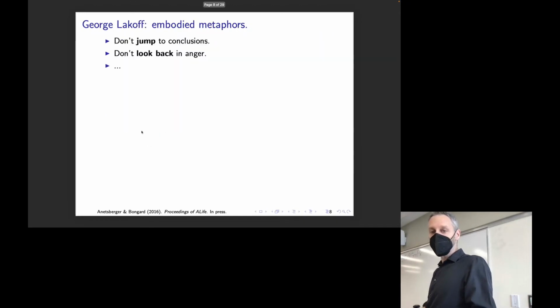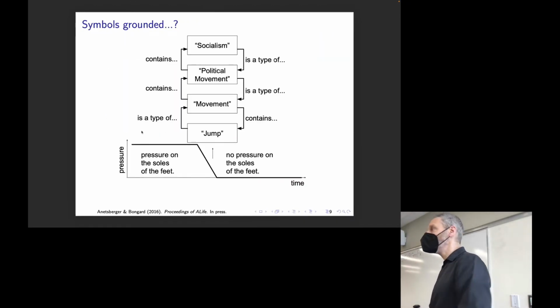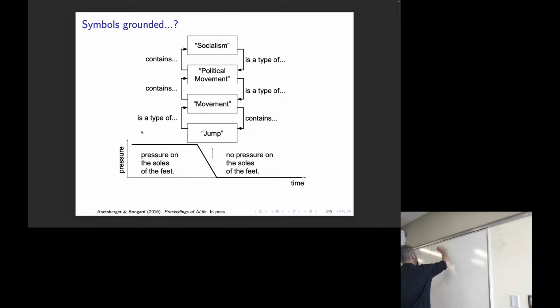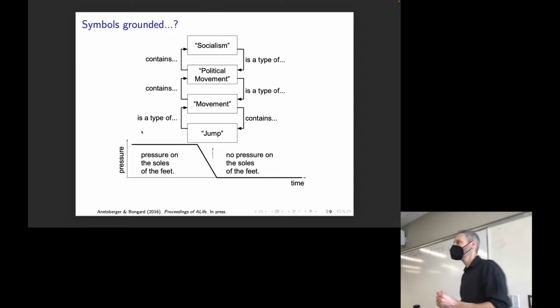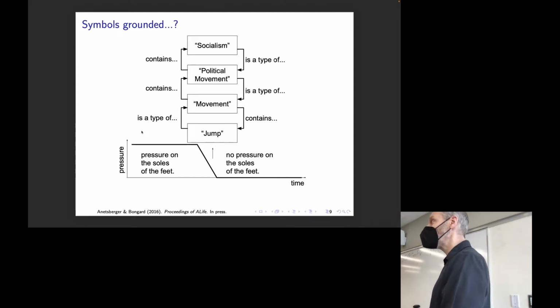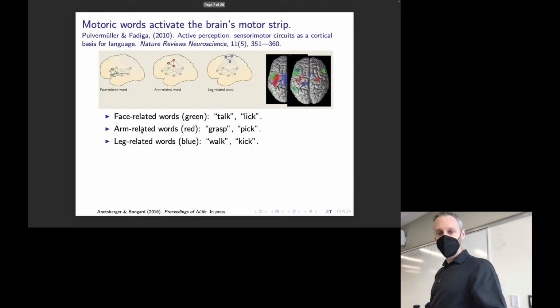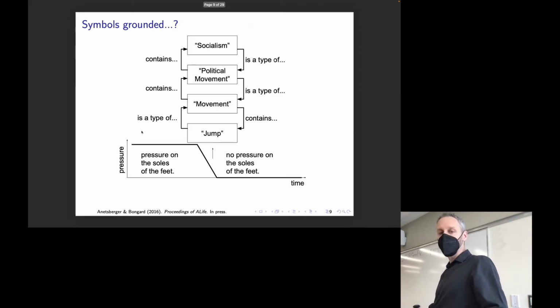For others like us, for others who work in embodied cognition, it doesn't feel like those symbols are grounded. So we attempt to ground symbols in the soil of sensorimotor experience. In this cartoon example here, there are motoric words that seem to have a very close connection to the body, like jump, pick, lick, kick, talk, grasp, walk. These are all motoric words. They light up the motor strip. They have an obvious connection to parts of the body.